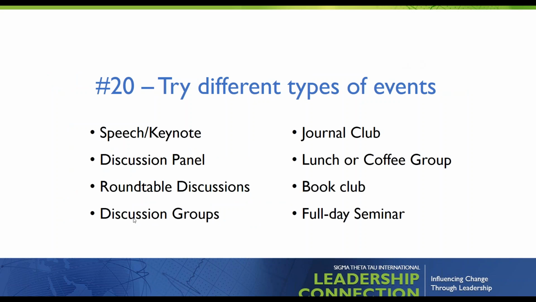Our next tip is to try different types of events. If you have members who have said they're very interested in certain educational topics or research topics, you can try them out in a few different ways. We're all familiar with the speech or plenary speakers, but try discussion panels or even roundtable discussions, discussion groups in your chapter website or a book club, journal club, even just a lunch or coffee group that would get together at a certain frequency to talk about a specific article or specific nursing area.